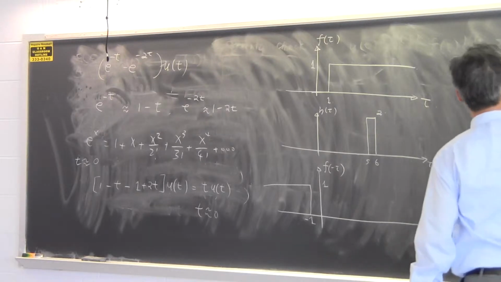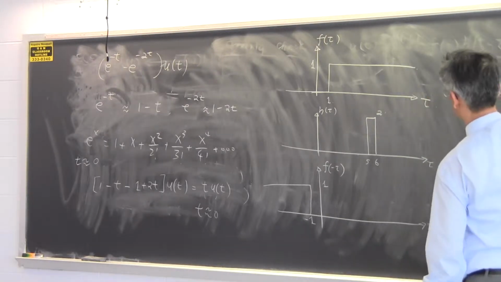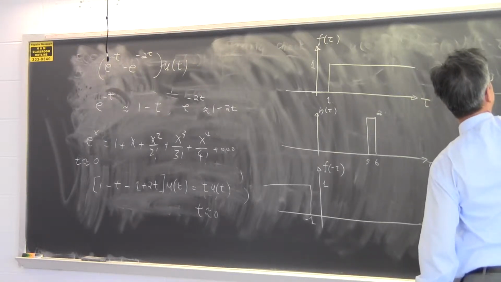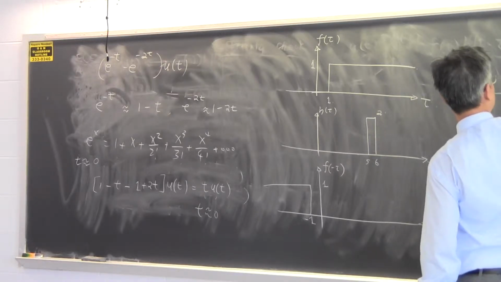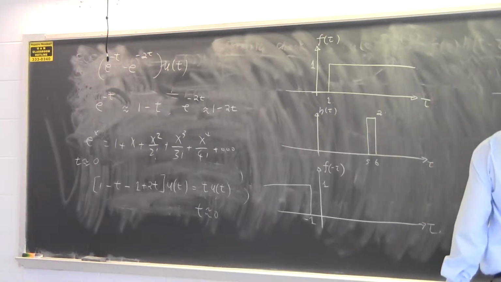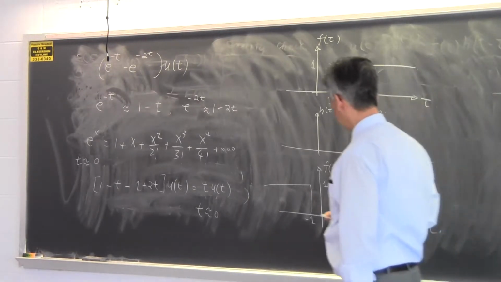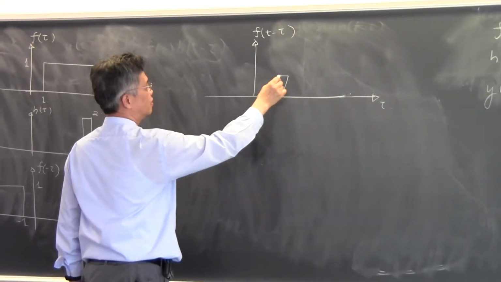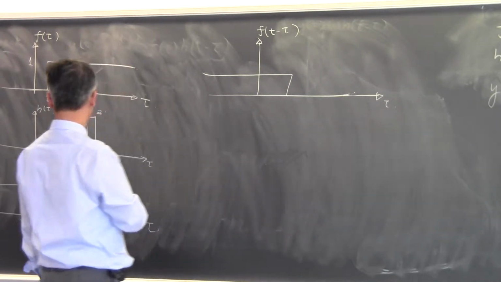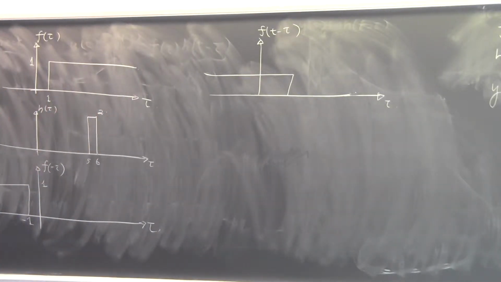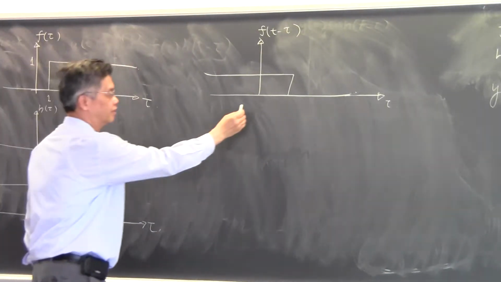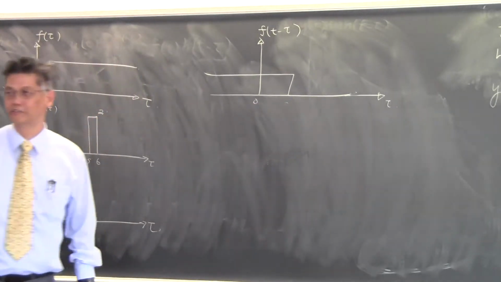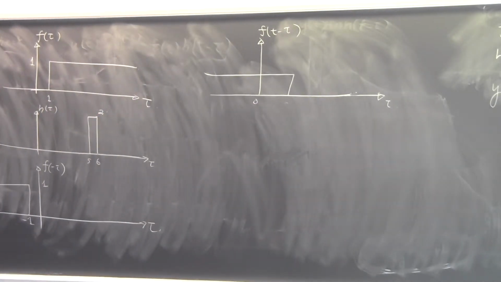So, if I were to ask you to plot f of t minus tau, how would it look like? Okay, so it will look like something like this. Right? F of t minus tau must have moved to the right, but what is this point over here? What is this value over here? That is the value when tau equals what?